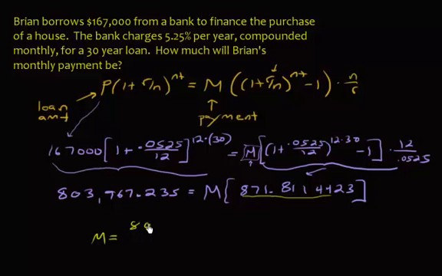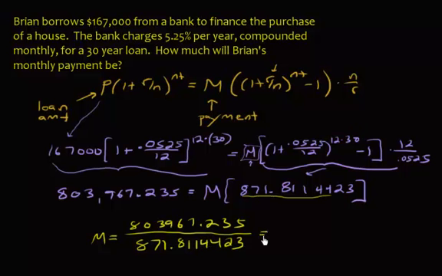So for solving for M, what we're going to do is divide both sides by this 871. So we get 803,967.235 divided by 871.811443. Plugging that into the calculator, we will get $922.18, which is exactly what the calculator told me.